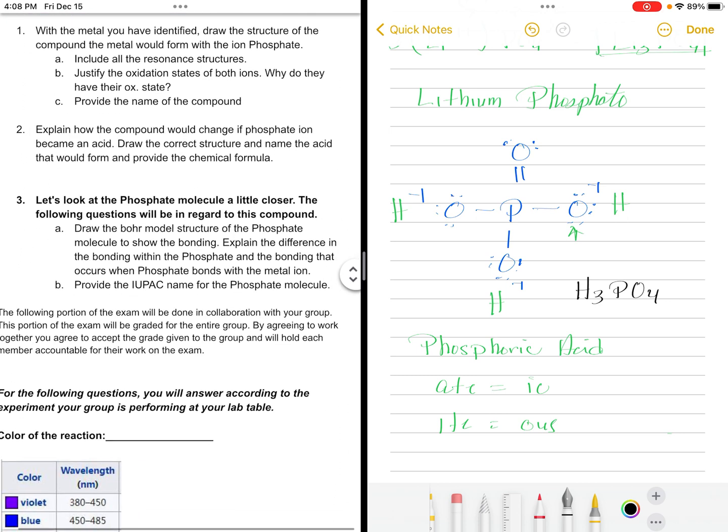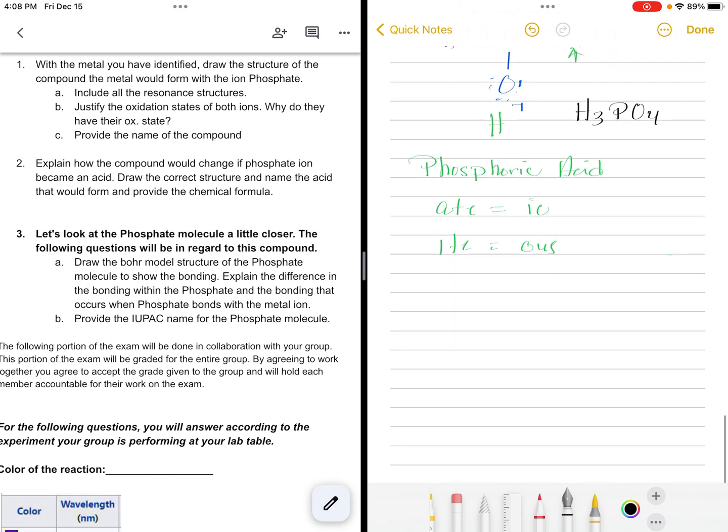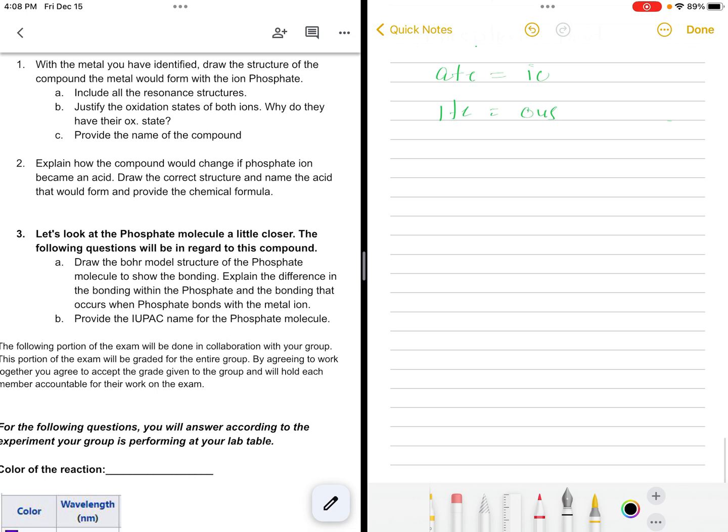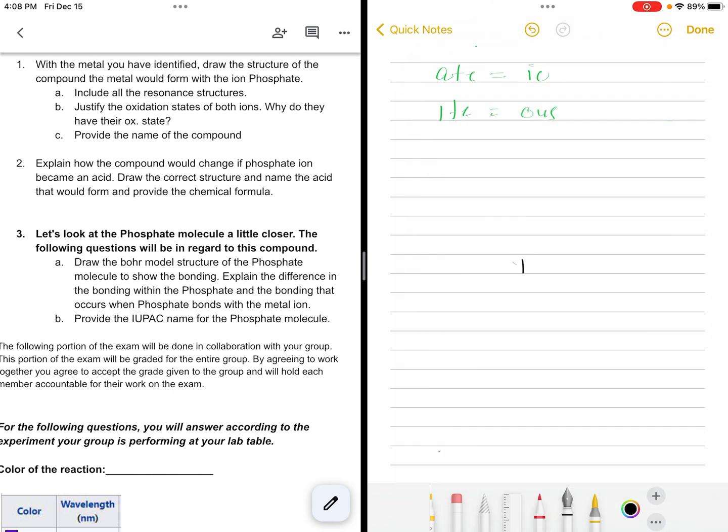Okay, let's look at the phosphate molecule a little bit deeper. Draw the Bohr model structure of the phosphate molecule to show the bonding and explain the difference within the molecule as opposed to when it's bonding to the metal. Okay, so all you had to do here was to draw the Bohr model for phosphorus. In this case, phosphorus is in the third energy level. So 2, 8, and then 5.